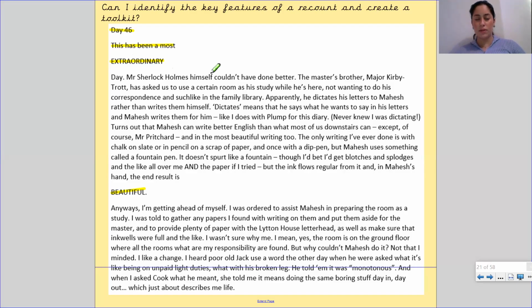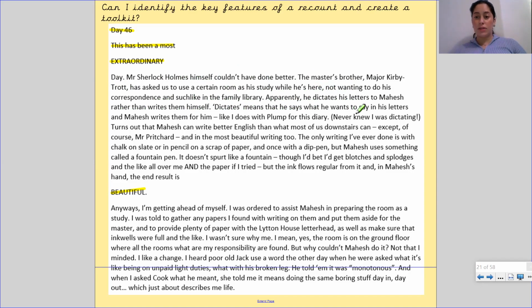Mr. Sherlock Holmes himself couldn't have done better. The master's brother, Major Kirby Trott, has asked us to use a certain room as his study while he's here, not wanting to do his correspondence and such like in the family library. Apparently, he dictates his letters to Mahesh rather than writes them himself. Dictates means that he says what he wants to say in his letters and Mahesh writes them for him, like I does with Plump for this diary.